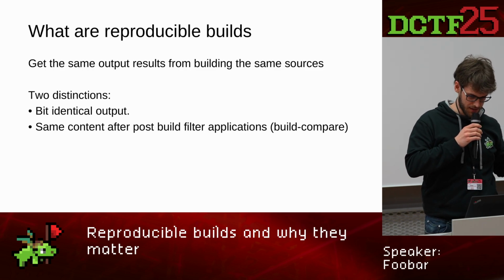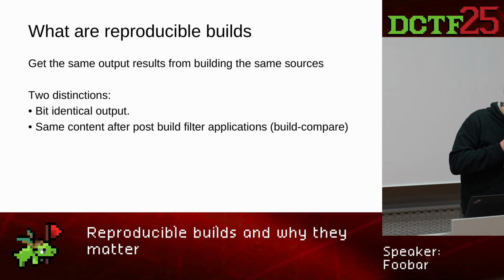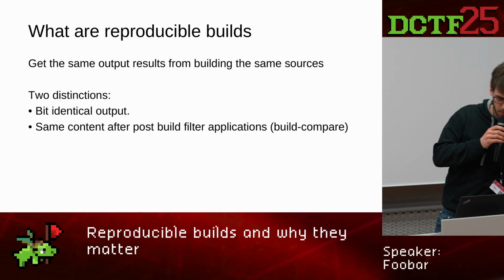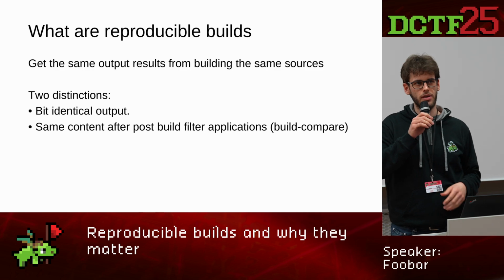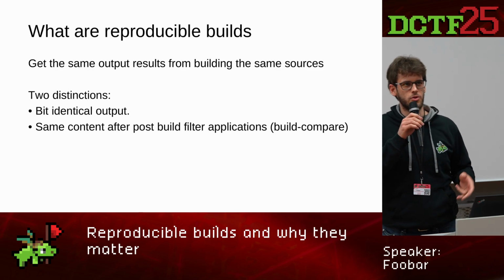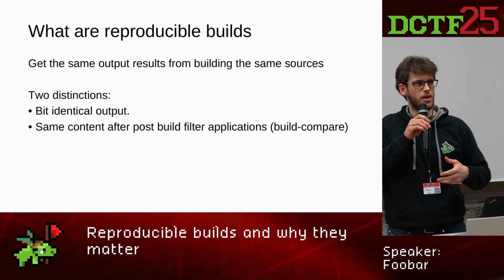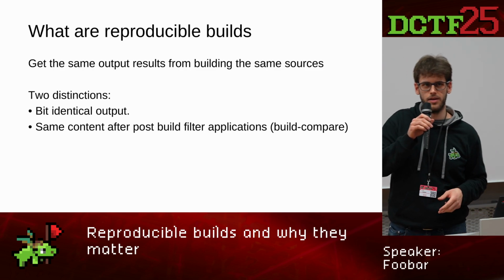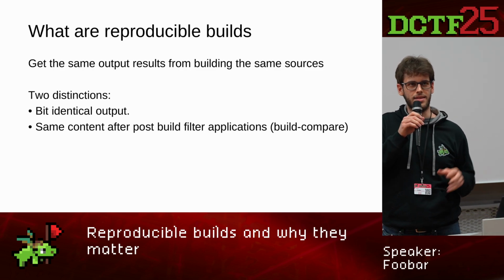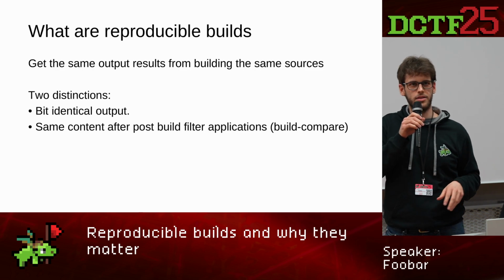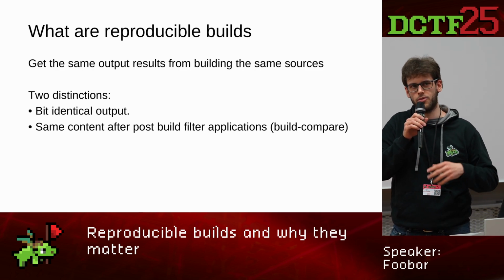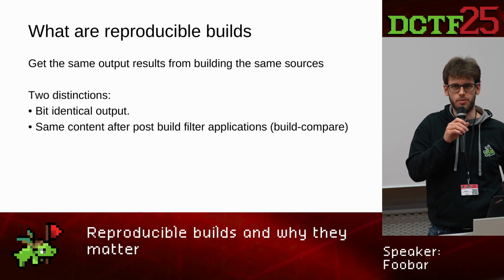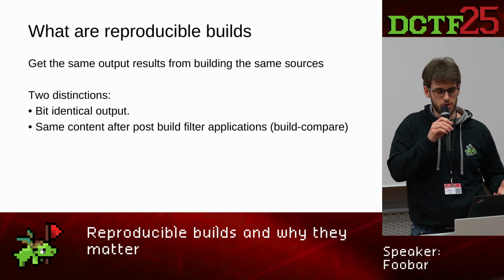We make a distinction between bit-identical output and same content after post-build filter applications. So what does that mean? Bit-identical output is really simple. If you're building for something like a Linux distribution, for example, or maybe if you're a Java developer, you end up with a jar file or an RPM file or a deb file. If we both take that deb or RPM file and compare it, we should have bit-by-bit identity. So if we make a hash, it should be the same. That's the one that we strive for with reproducible builds. It's the easiest to check.